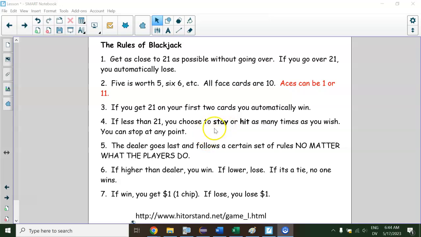If you have less than 21, you have a choice of what you can do. You can either stay at whatever total you want. So normally if you have 20, you're going to stay, right? Because if you hit, you're going to go over 21, which is called a bust. Probably don't want to do that, right? And if you have a 6, you're definitely going to want to hit, because that's not enough, right? You want to try to get closer to 21 than that.